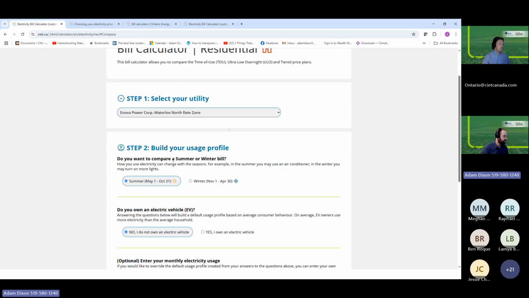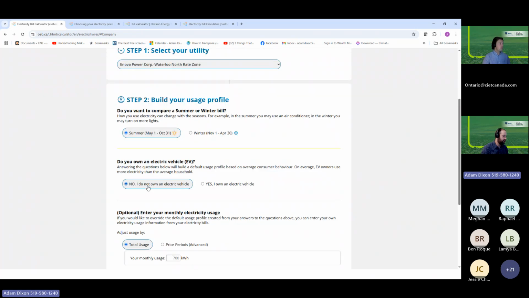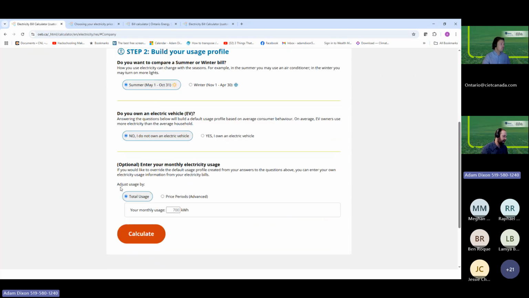We're going to build your usage profile. So I'm going to pick the summer. That's where we are right now. I don't own an electric vehicle right now, but they do account for some electric vehicle charging there. If you have an electric vehicle, you can do that.